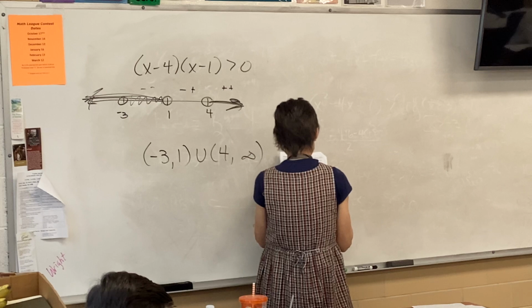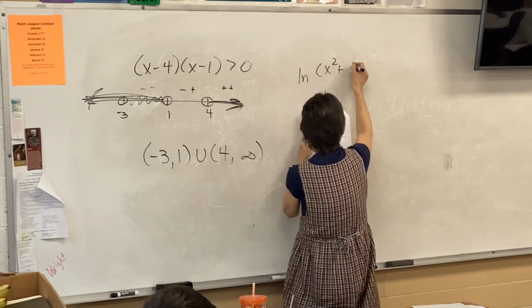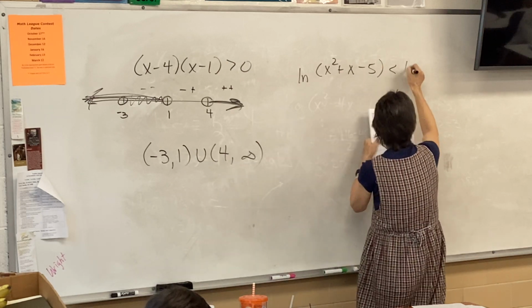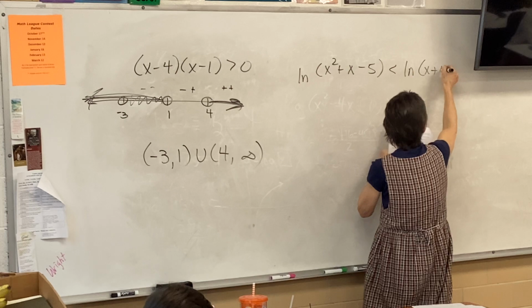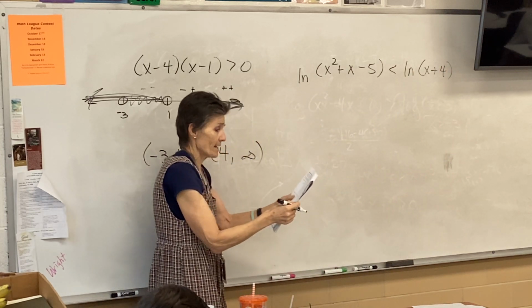It says g of x has to be less than h of x. So ln of (x squared plus x minus 5) has to be less than ln of (x plus 4). Yeah, g less than h.